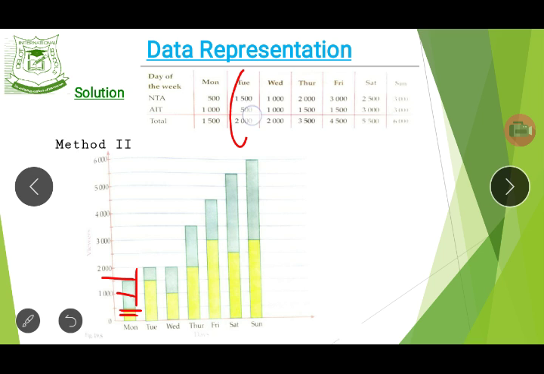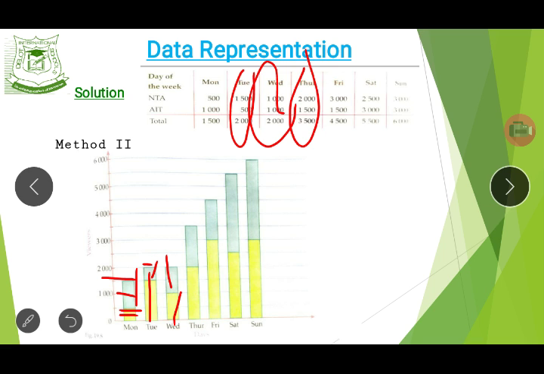The same thing for Tuesday. The total is 2,000 viewers. So how are the 2,000 viewers split? NTA is 1,500 viewers, and then AIT is 500 viewers. The remaining 500 belongs to AIT, out of the 2,000. Another 2,000 here for Wednesday. So 1,000 belongs to NTA. The remaining will belong to AIT. The same thing occurs for Thursday.